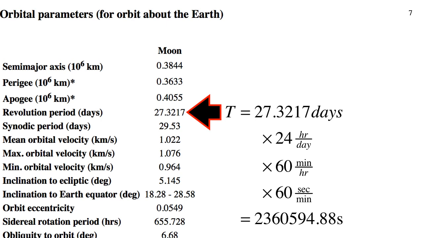2,360,594.88 seconds. And yes, we do know the distance and the period of the moon definitely to that accuracy, probably more. They probably have a lot more specific data about it, a lot more decimal points. But this is still pretty good. All right, so here's our summary.